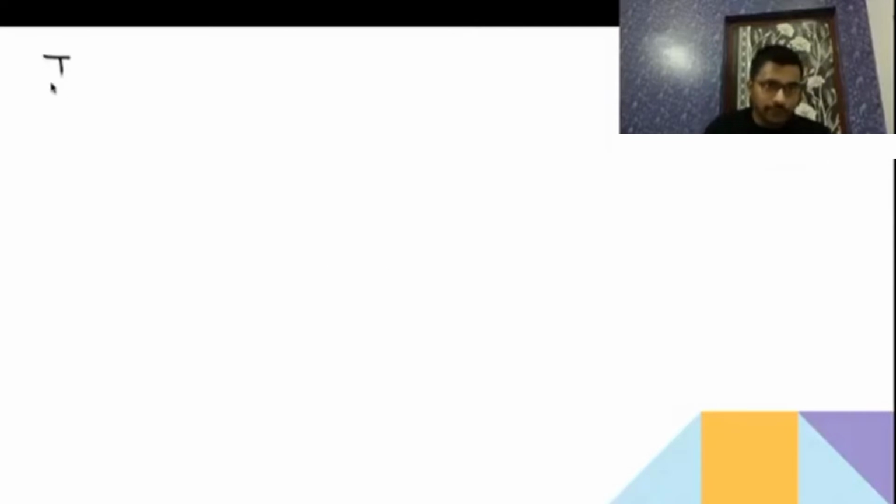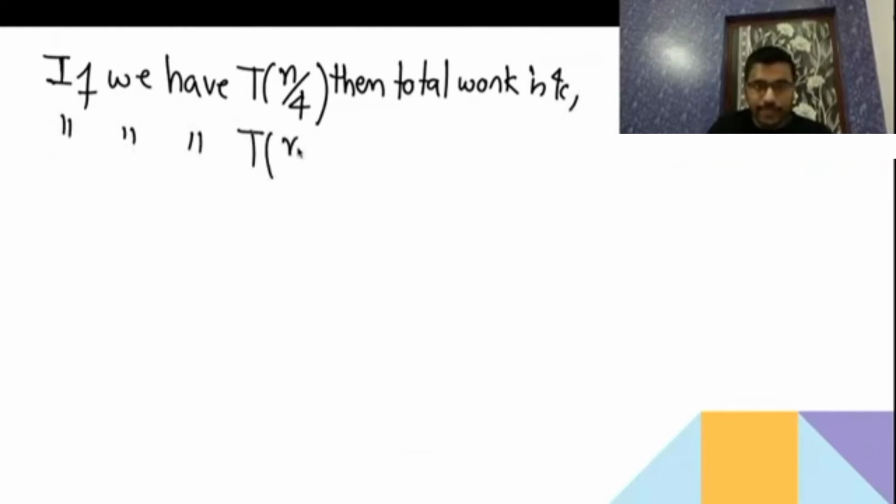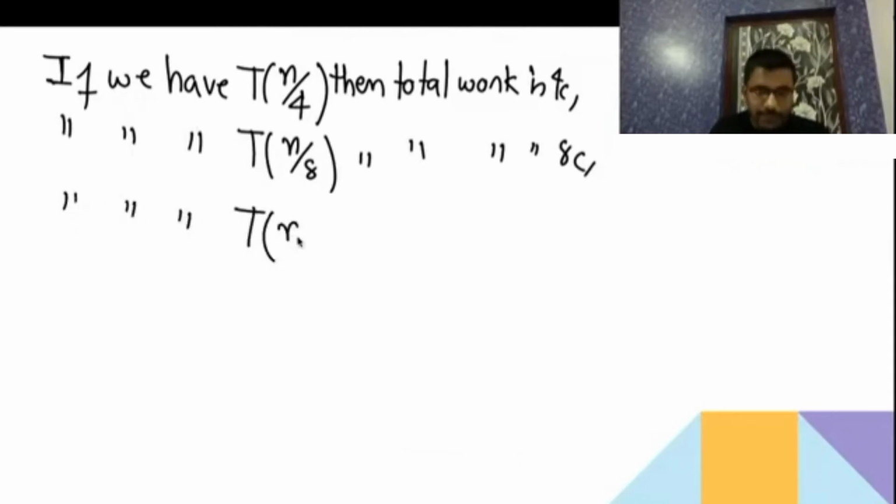If for 2 only I am writing, if we have Tn by 4, then total work is 4C. If we have Tn by 8, then total work is 8C. Similarly, if we have Tn by n, then total work is NC.